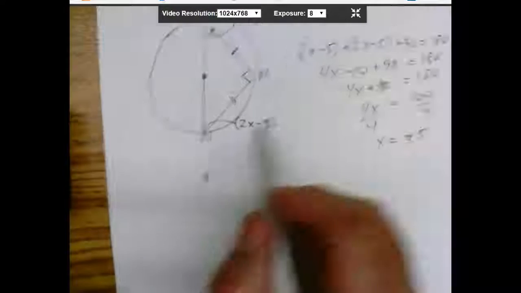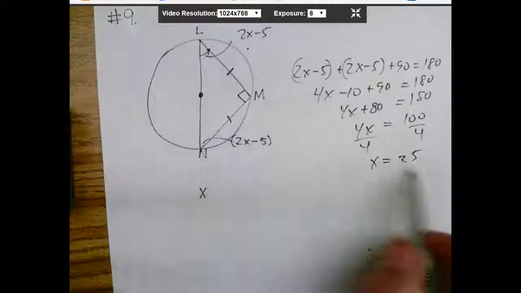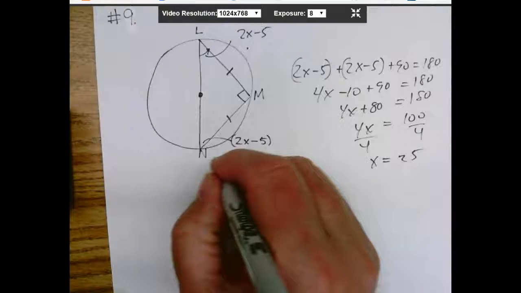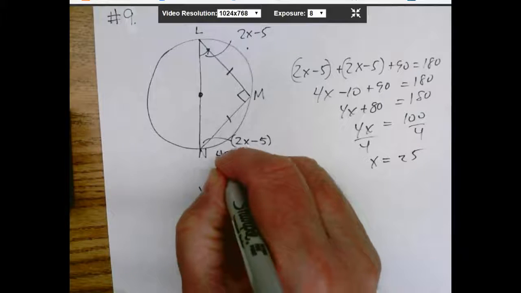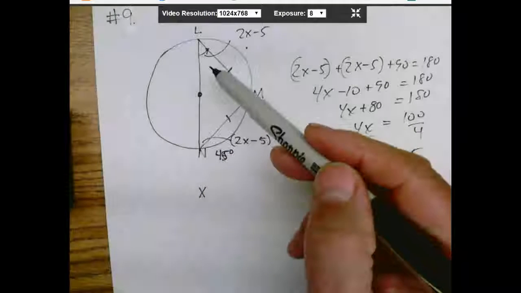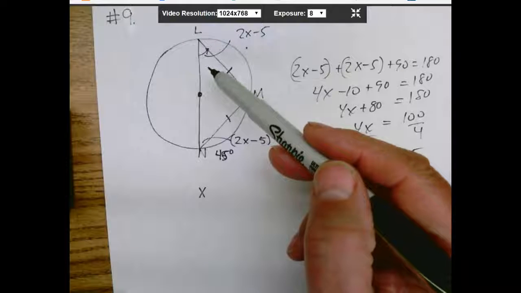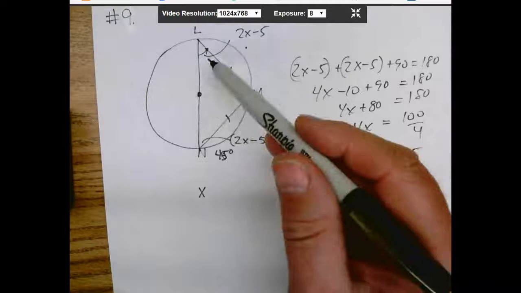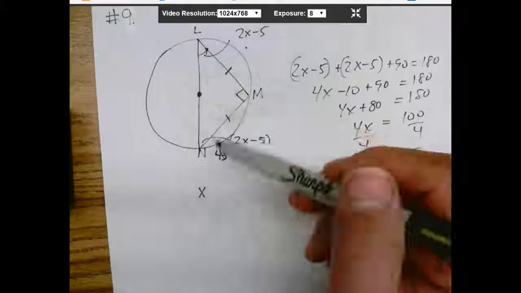Plug it in then. So let's see if it all works out. 25 times 2 is 50 minus 5. This should be 45 degrees. So this should be 45 as well. And that kind of makes sense, right? Because it's an isosceles triangle. So this should be 45.